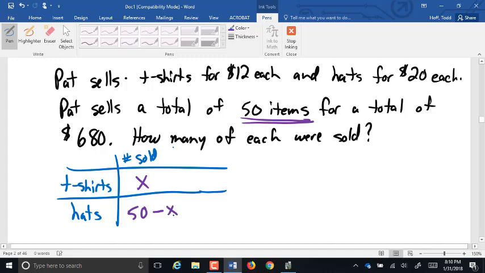You had the right idea, it's just backwards. Since there's 50 total, we subtract the number of t-shirts, which is X. That has to be the number of hats. Now I'm going to pause there. Any questions as to where that 50 minus X came from?